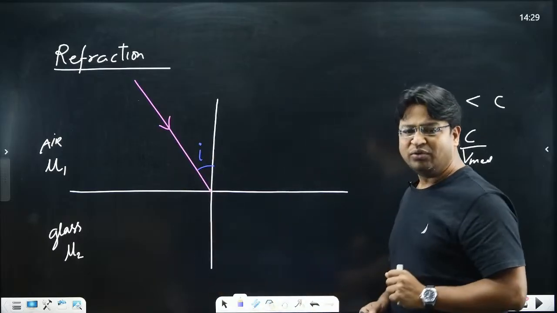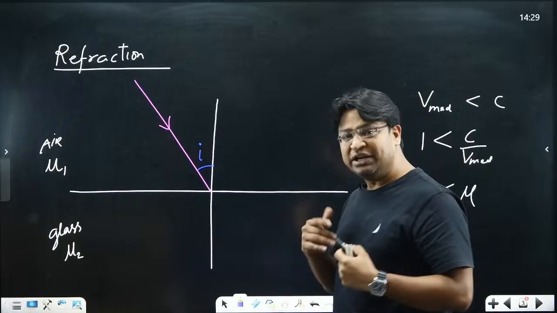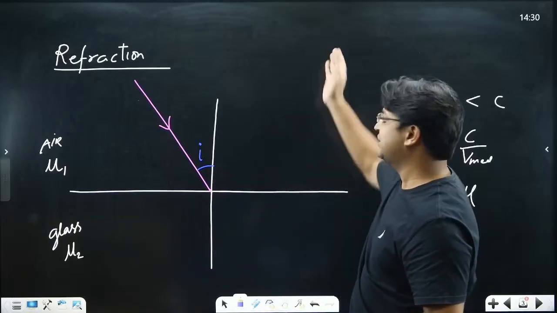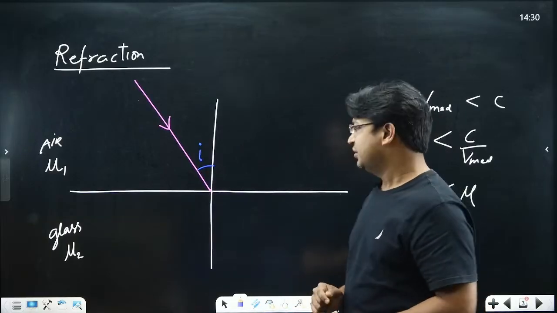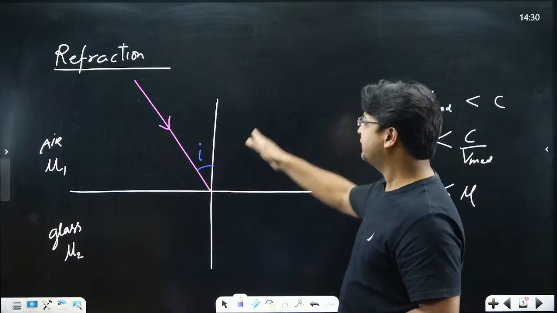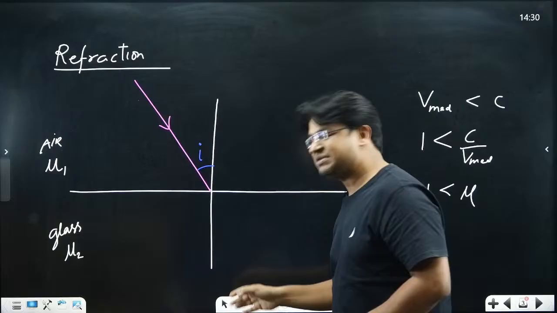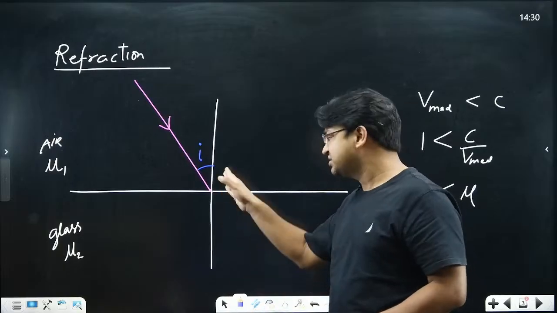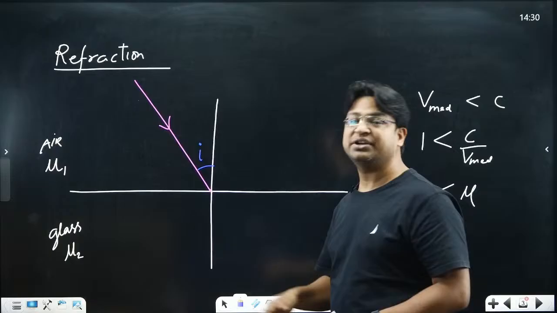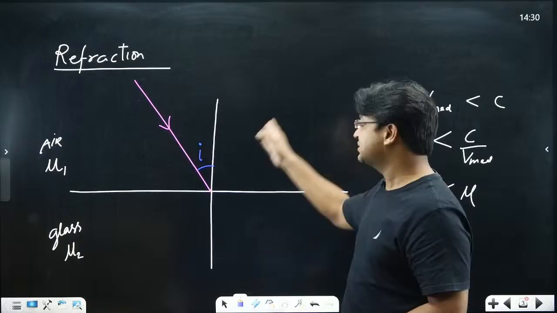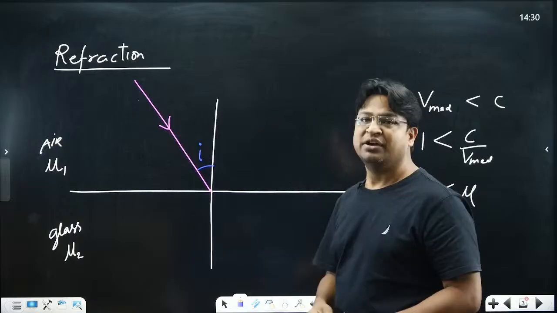Now what happens is that in reflection, this ray went here. That is another story. Here also, whatever energy is coming, some part of it will get reflected, but some part will get transmitted into the next medium. We are going to talk about the energy which gets transmitted.